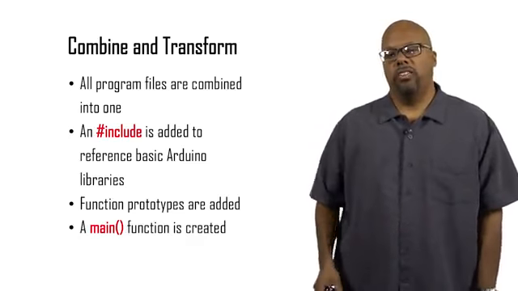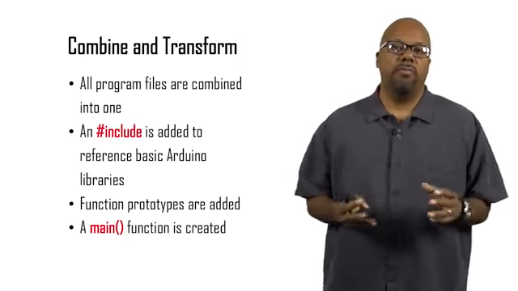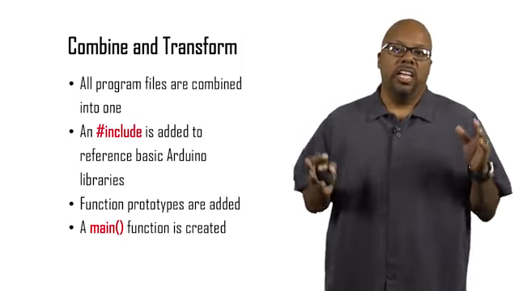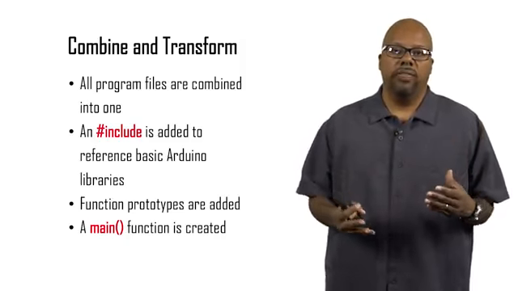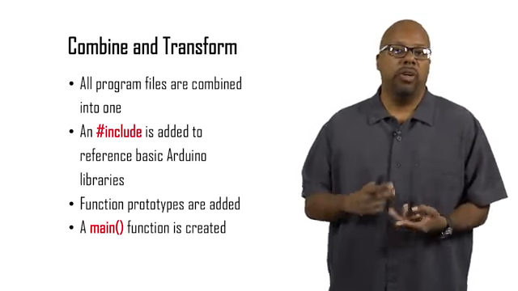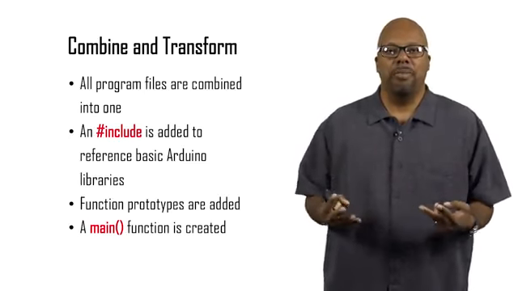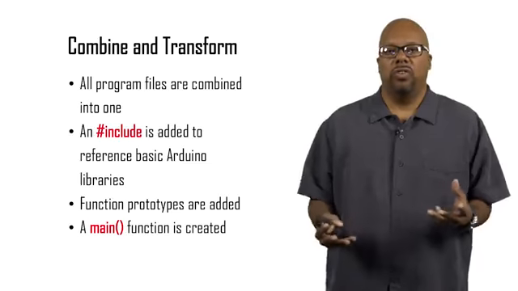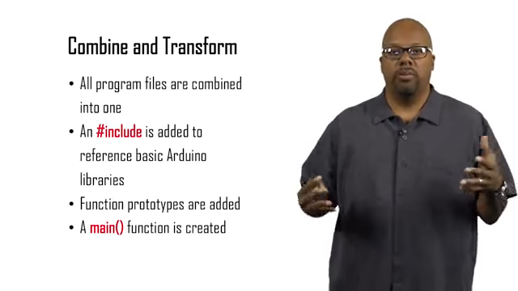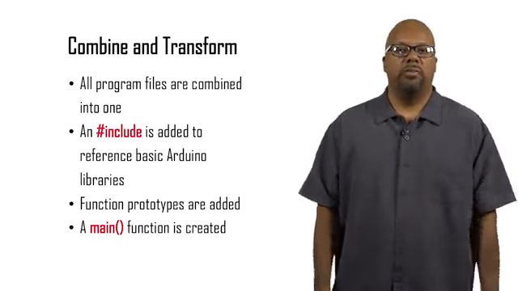Also, a main is created. Every C or C++ program has to have a main. The main function is the function where all execution starts. Now, if you remember, in our sketches, we don't have a main. We have setup and we have loop. But the C compiler actually needs to see a main, so the main is created based on the setup and the loop. The setup and the loop are combined to create a main, and the main function is defined automatically behind the scenes.